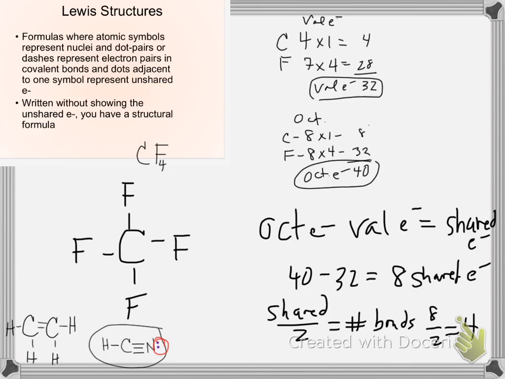And how many valence electrons did each fluorine come in with? 1, 2, 3, 4, 5, 6.